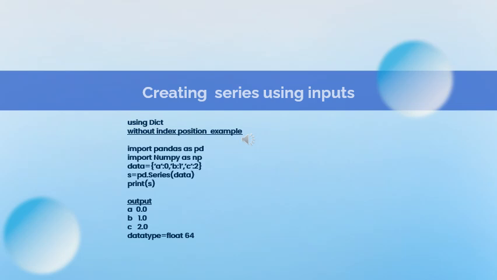It is considered as float64. Why 64? The system is 64-bit, so it is considered as 64. Here I have not passed any index values. According to our wish, we have created the data series where we decide which value to store in A, as well as B and C.